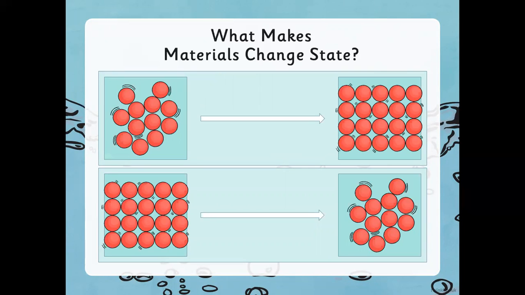So you can have a look there at the particles. The ones at the top here, they're all quite far apart and moving around, and then they change so they're all tightly together and they can't move. So this shows a liquid changing state to being solid. And here would be a solid like the ice cube changing state so the particles move around and vibrate together.